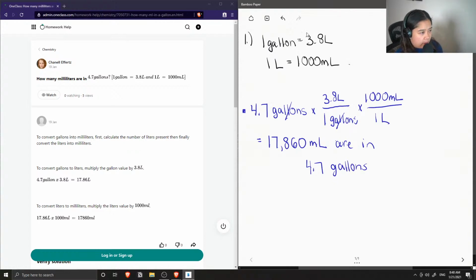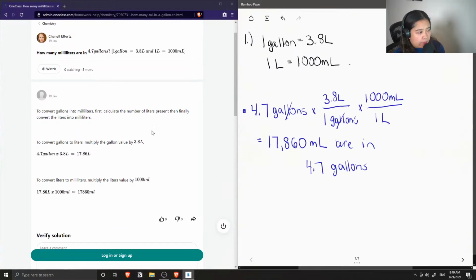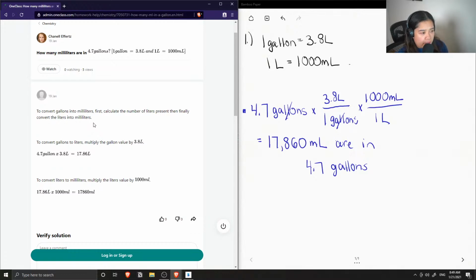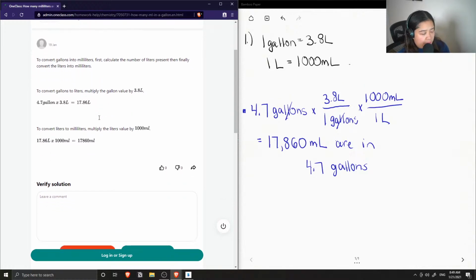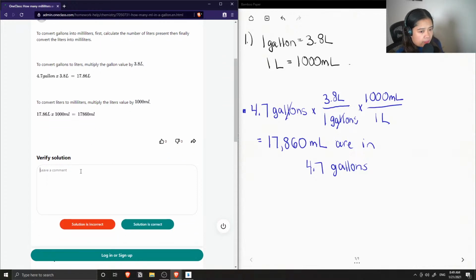Okay, so let's see what the junior tutor said. To convert into milliliters, first calculate the number of liters present, and then finally convert the liters into milliliters. To convert gallons to liters, multiply the gallon value by 3.8 liters. Yep. And then to convert liters to milliliters, just multiply the liters value by 1,000. Okay, so they also got 17,860. So this solution is correct.